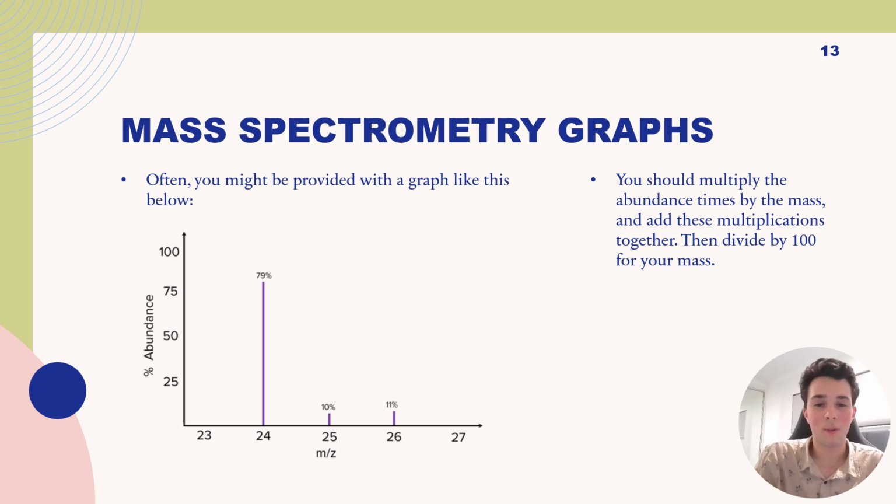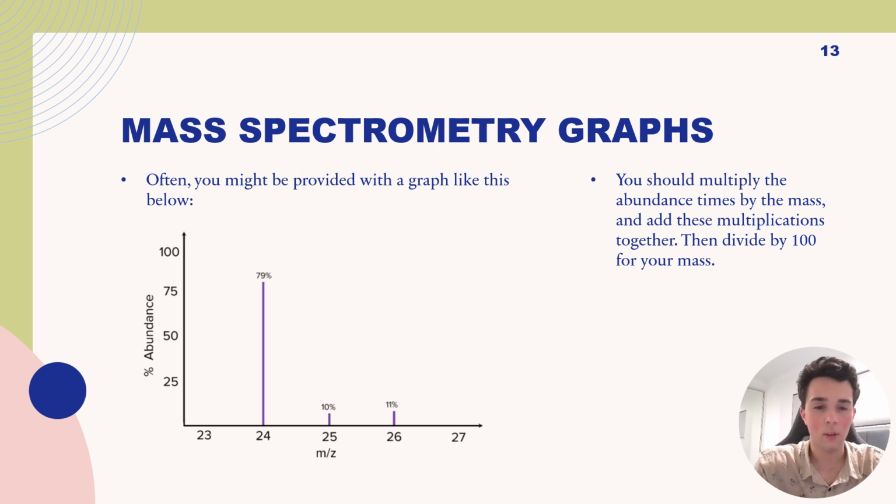Okay, mass spectrometry graphs. Often after your mass spectrometry experiment, which I explained before, you'll be given a graph like this, and you should be quite familiar with it. You can see at 24 m/z, which means mass to charge, so 24 will be your mass. At mass 24, 79% is the abundance, and then at mass 25, 10%, mass 26, 11%.